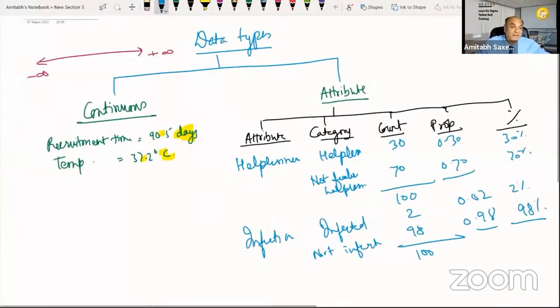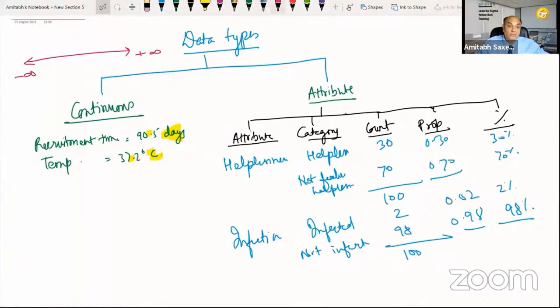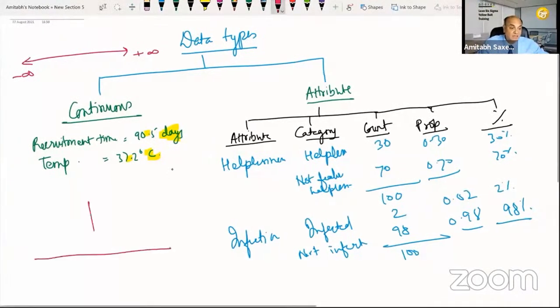You cannot use, for example, when you are dealing with continuous data, you have to make a histogram. You can express it as a histogram. Recruitment cycle time, on an average 90.5 days. But I go sometimes as high as 120 days, as low as 60 days. Okay. It will follow normal distribution.